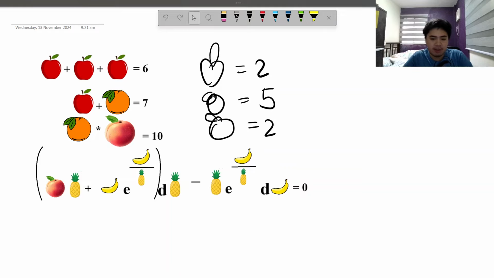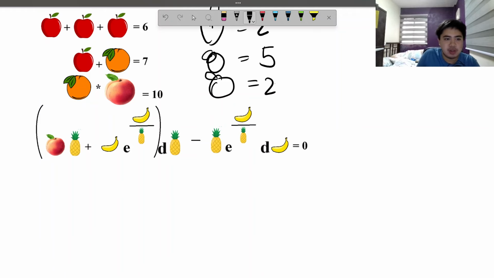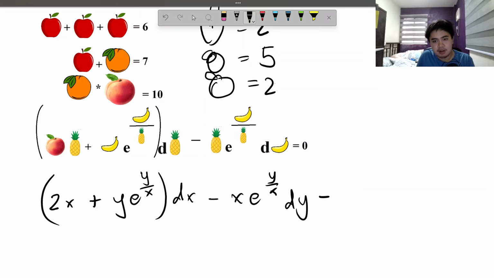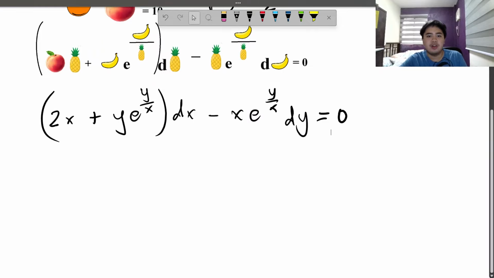Well, let's transcribe everything into something that's easier to write on with our mathematical eyes. So peach we know is 2. Let's assign pineapple as x. Let's assign banana as y. E is Euler's number, so just so you know. And then pineapple is banana. And let's transcribe the rest of this. Now we see here is a differential equation of this form.